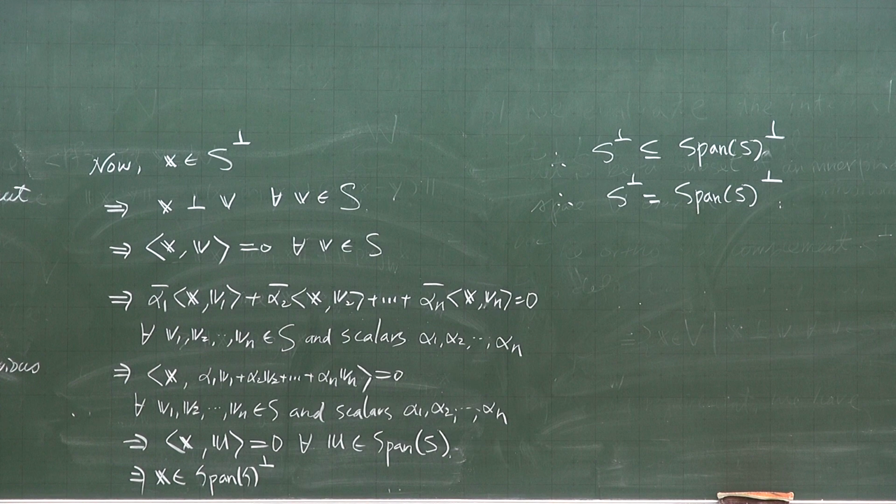So the theorem is important. For example, if we are considering a subspace and we want to know the orthogonal complement of the subspace, we can select a basis S of the vector space. So S is the basis, and the orthogonal complement of this vector space is equal to the orthogonal complement of its basis.